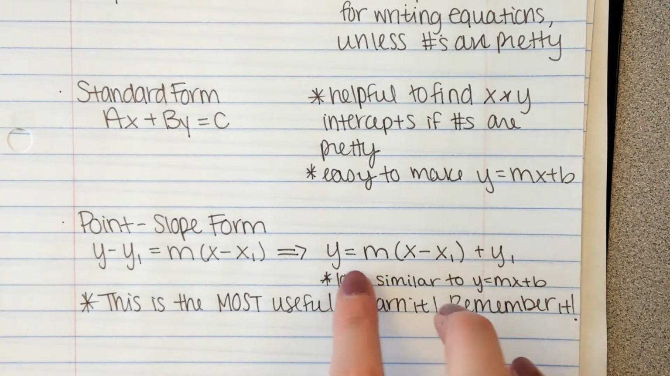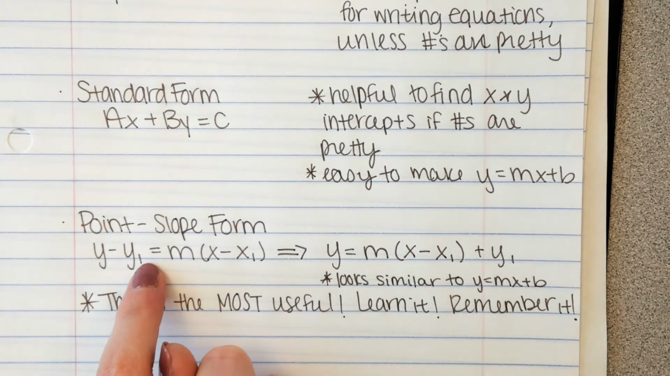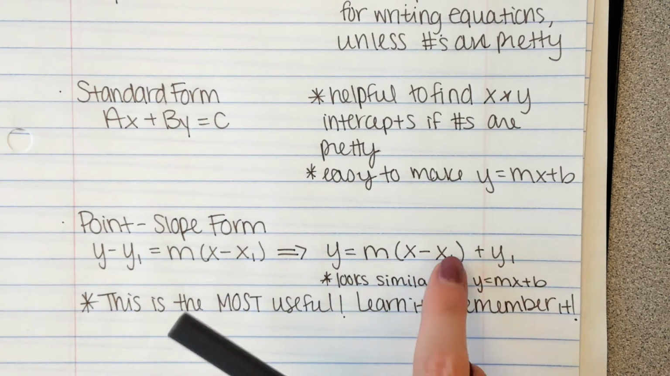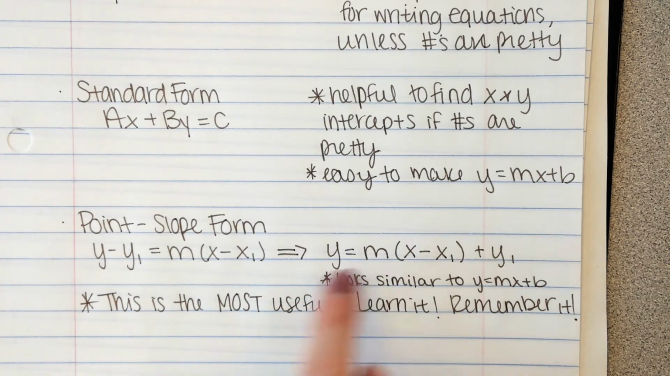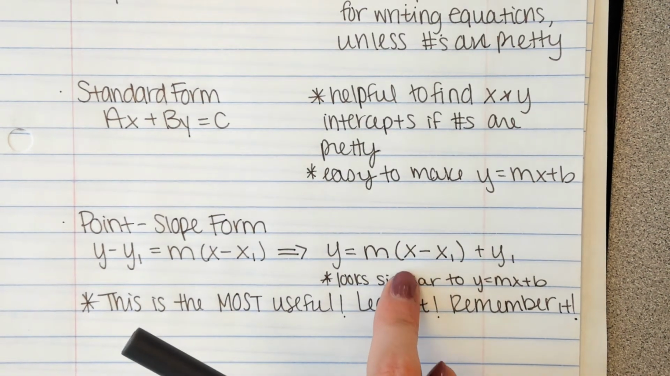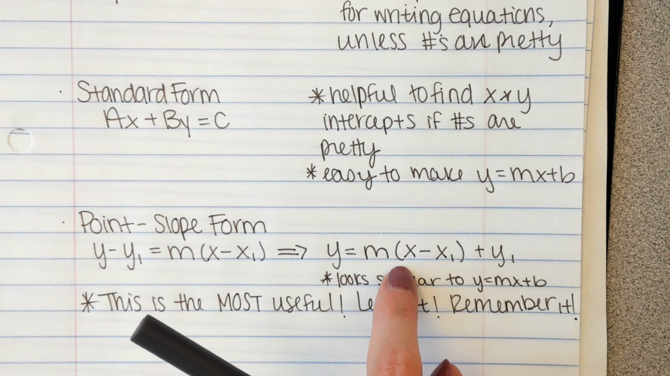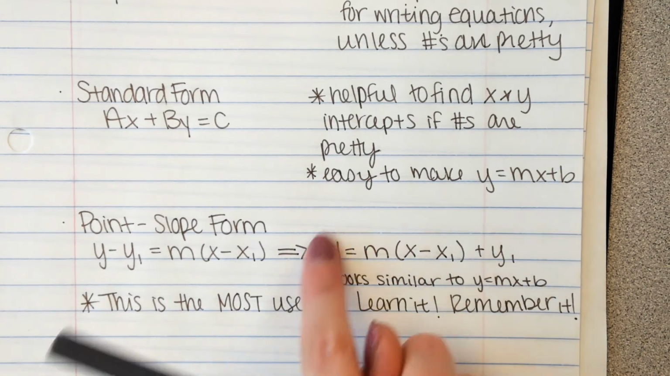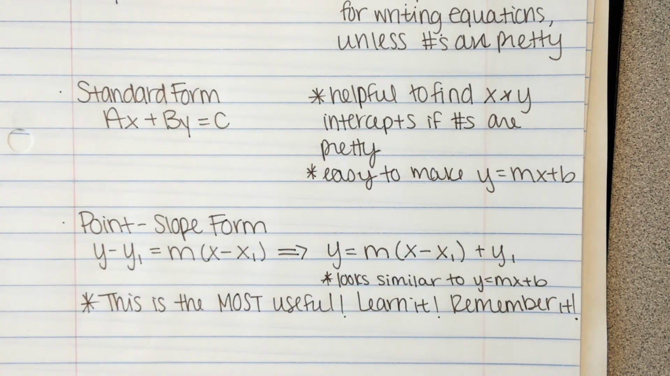So learn the point-slope form. You can learn it either way, whatever works for you. Personally, now that I've looked at it and worked with it a little bit, I like this version just because I am so used to y equals mx plus b. This is close to that. So I like this version best.